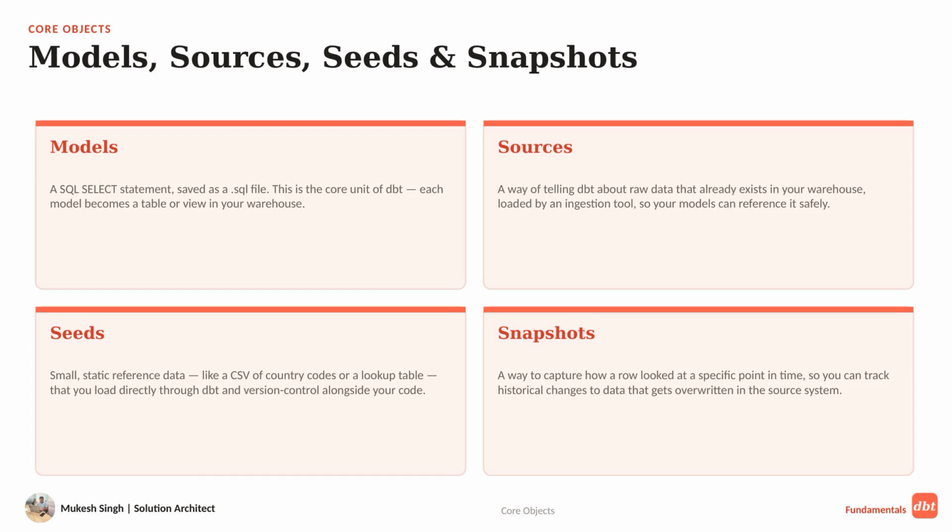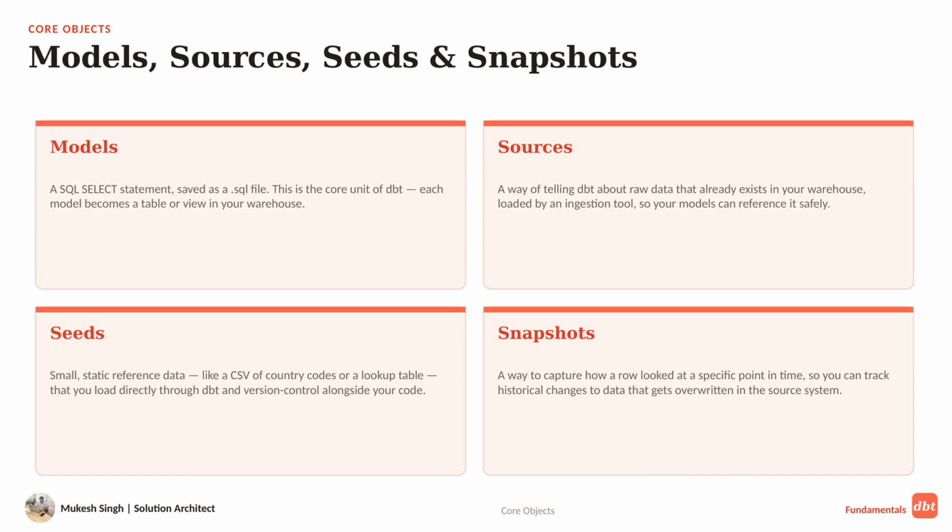A model is simply a SQL select statement saved as a file, and it becomes an actual table or view in your warehouse once it runs. A source tells dbt about raw data that's already sitting in your warehouse, usually loaded there by a tool like Fishtown. A seed is small, static reference data, like a CSV of country codes, that you version control right alongside your code.